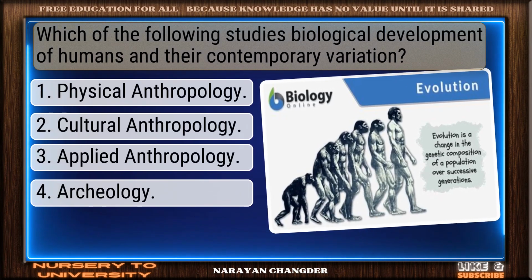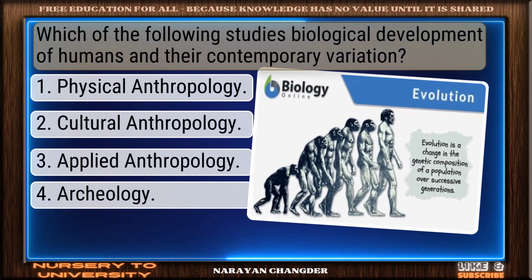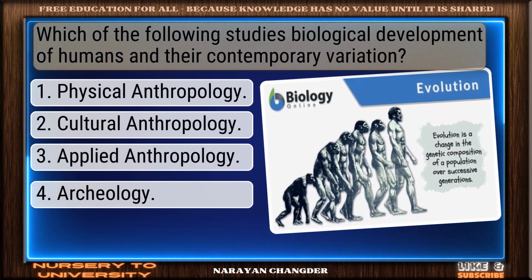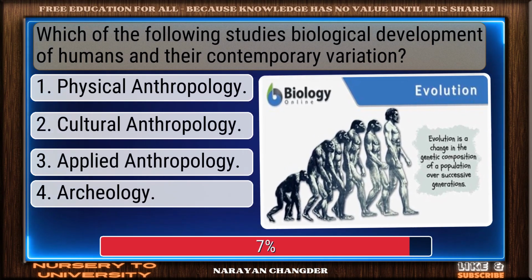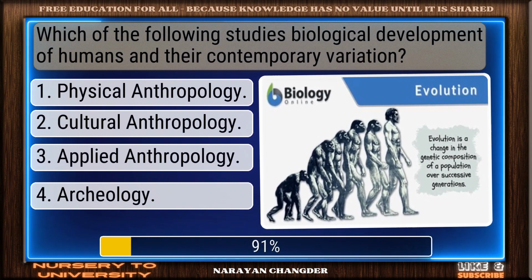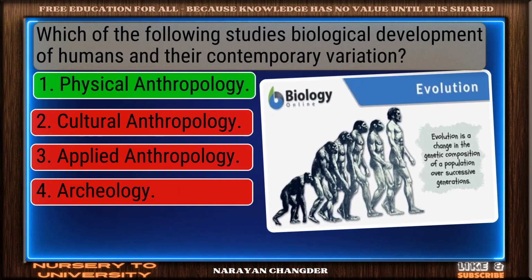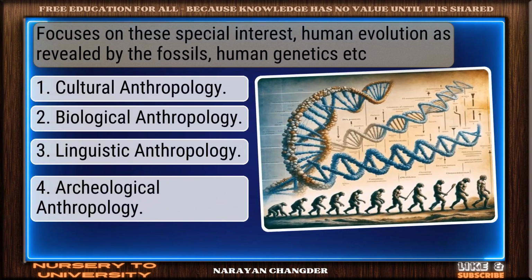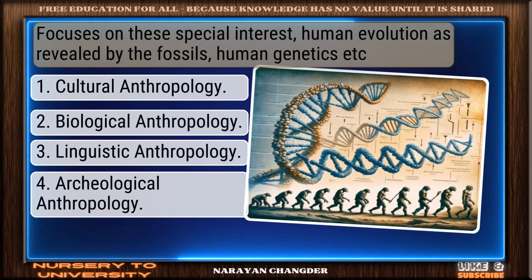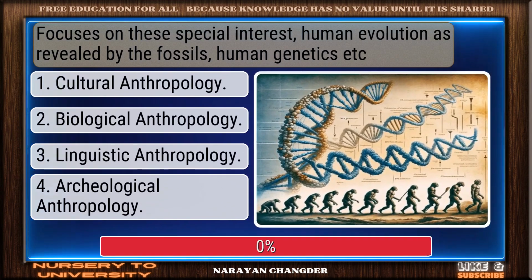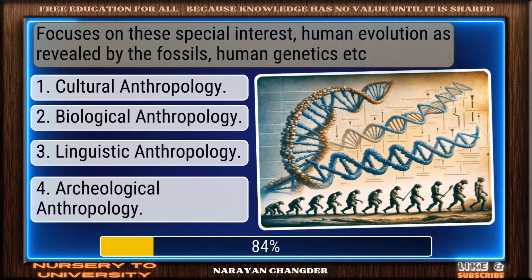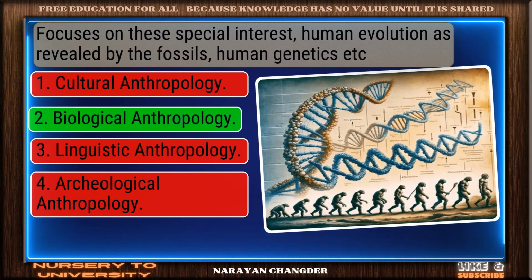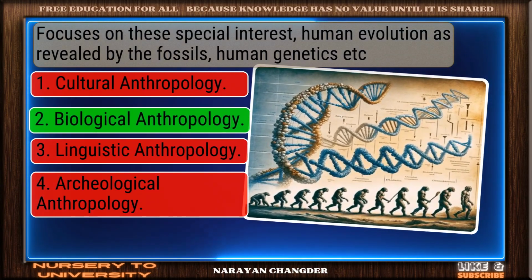Which of the following studies biological development of humans and their contemporary variation? You chose Physical Anthropology, and it is correct. Focuses on these special interests, human evolution as revealed by the fossils, human genetics, etc. Well reasoned. Biological anthropology is the correct choice.